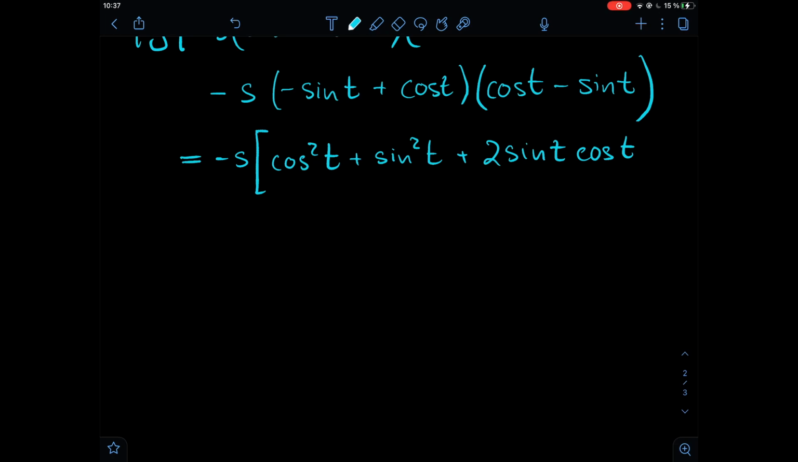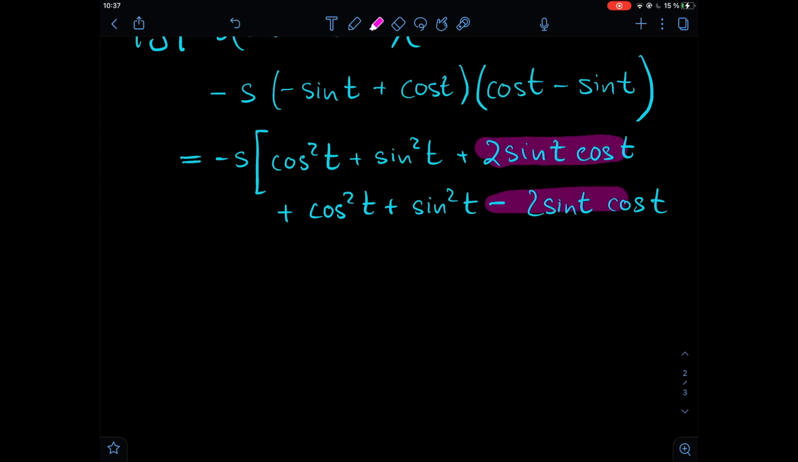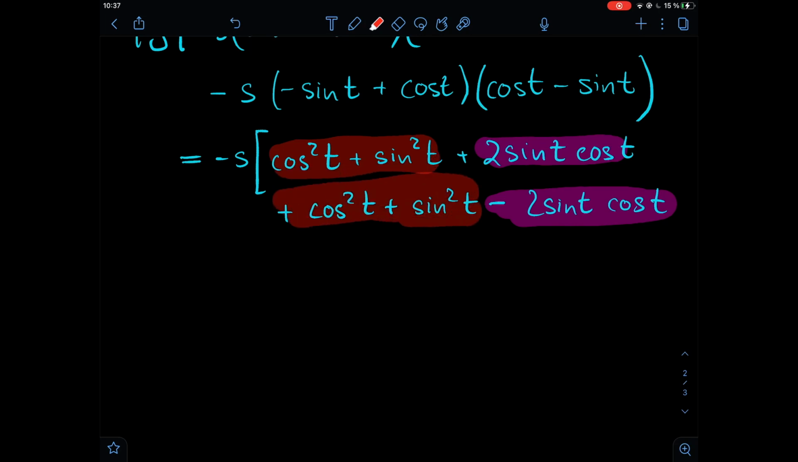So we have cosine squared t plus sine squared t plus 2 sine t cosine t. And then we keep on multiplying, and we will get another cosine squared of t plus a sine squared of t minus 2 sine t cosine t. The cool thing about those parts here is they cancel each other out because it's plus and minus. And the other cool thing is cosine squared plus sine squared. This is 1. Here we also have cosine squared plus sine squared. This is 1. So what we will get in the end is minus 2s.